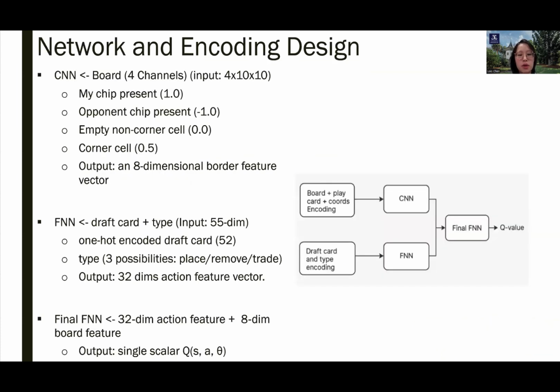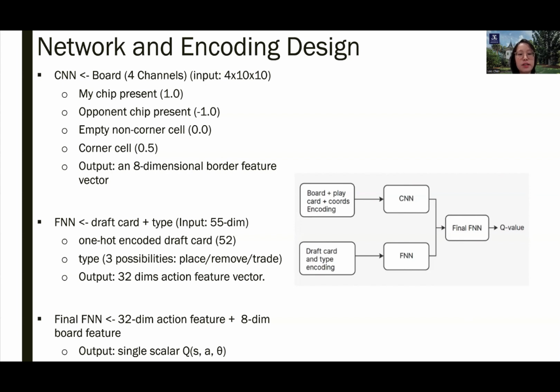Then let's have a look at the network we're going to use here. The first one is the CNN. The team reshaped the 10 by 10 board into a tensor of shape 4, 10, 10. Each of the 4 channels represents one of the 4 values at each cell as listed here. We then feed the tensor into a small CNN, so the net can see spatial patterns directly, like chains of connected chips or blocking threats.